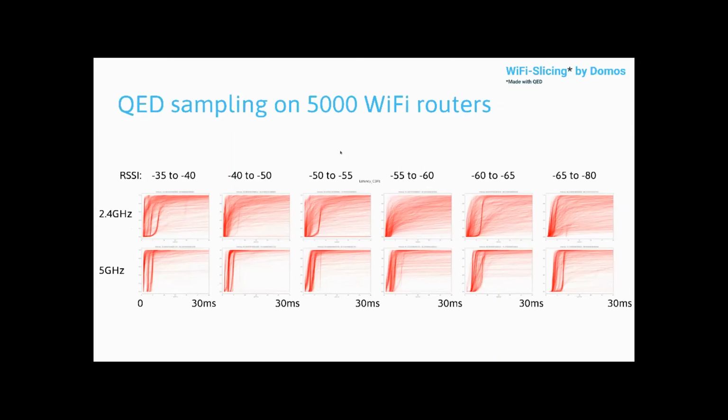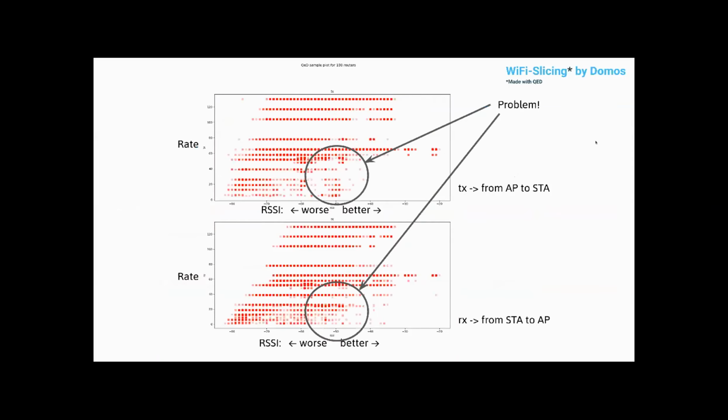And this led us to investigate further, and we found the problem, or one of the problems. So this chart shows the rate on the y-axis as a function of signal strength. And the rate is the throughput speed of the Wi-Fi link. And you would expect that as the signal strength increases, you also get a higher rate, because the radio is able to get more data through when the signal is stronger, right?